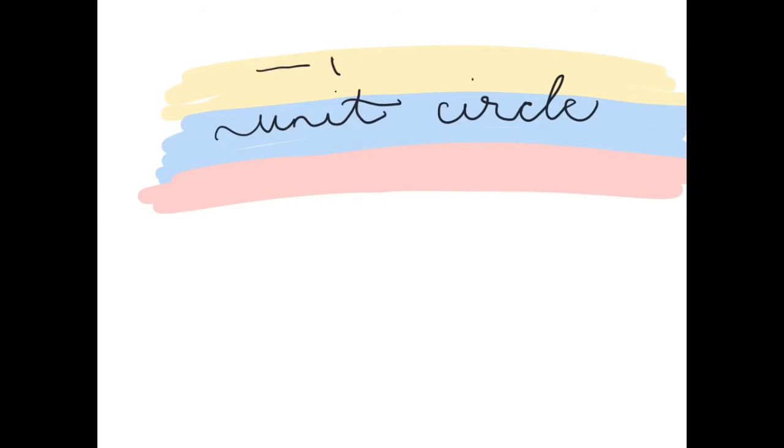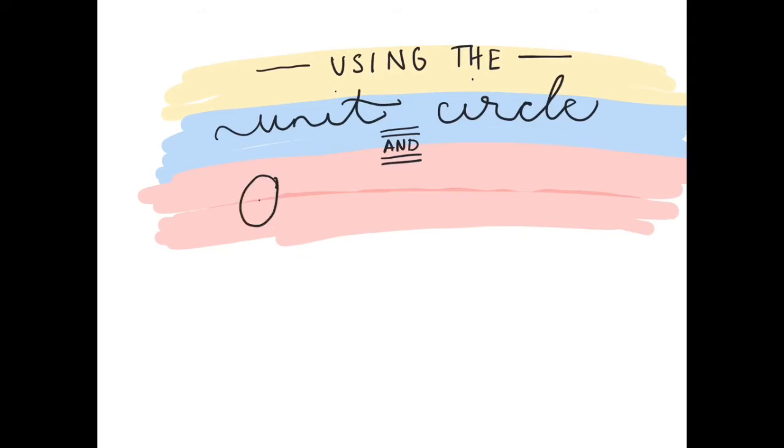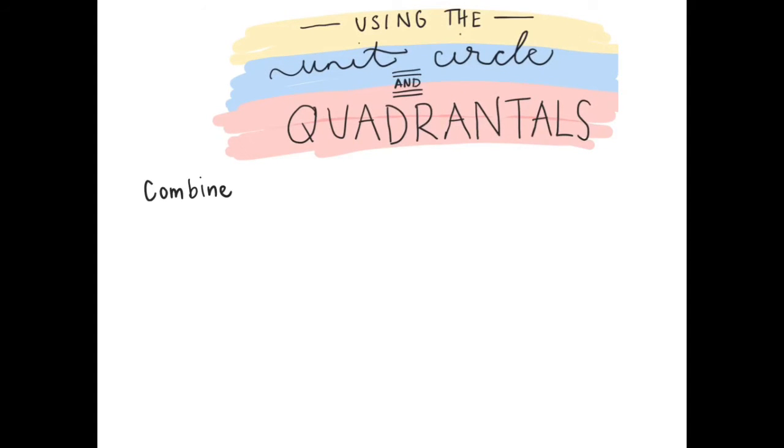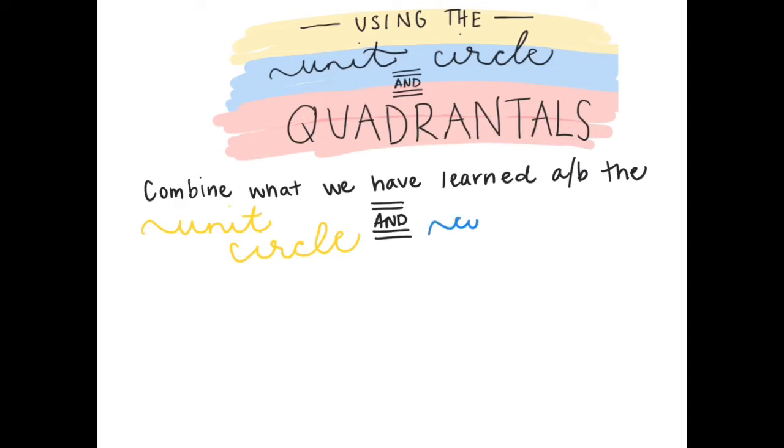It's unit circle day 3. So we're going to take what we know about the unit circle as well as coterminal angles to put them together. And I'm also going to introduce you to quadrantals. So now let's take everything that we know about unit circles and coterminal angles to answer some questions.